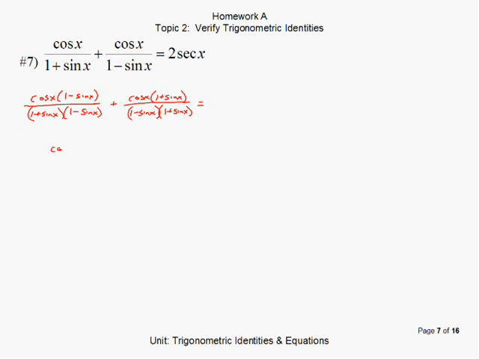Once you have common denominators, add your fractions together. In addition to adding them together, I'm also multiplying the things that need multiplied. For example, cosine of x times 1 minus sine of x is cosine of x minus sine of x cosine of x. Cosine of x times 1 plus sine of x is cosine of x plus sine of x cosine of x. And then in my denominator, I can multiply 1 plus sine of x times 1 minus sine of x. I get 1 minus sine squared of x.